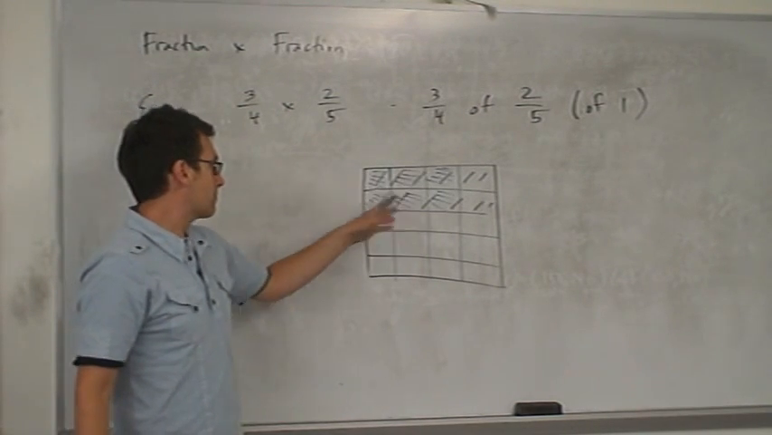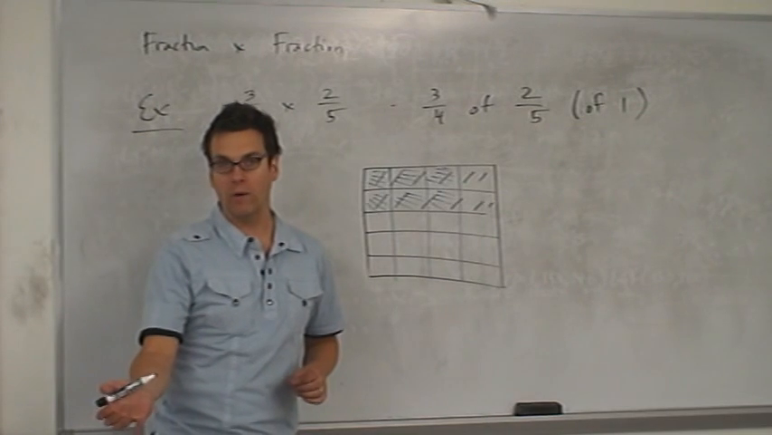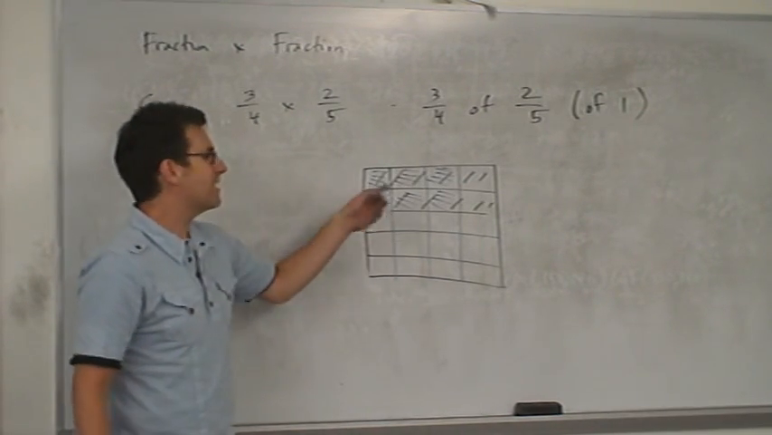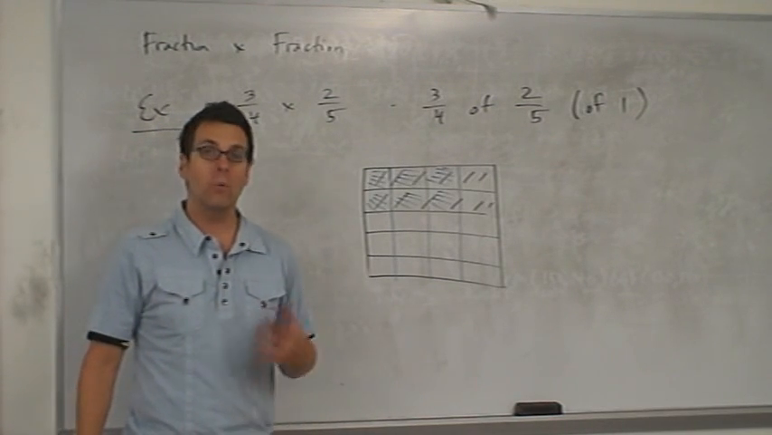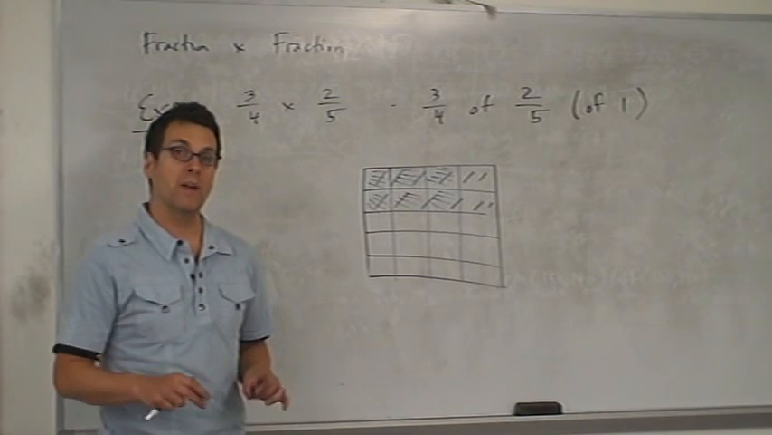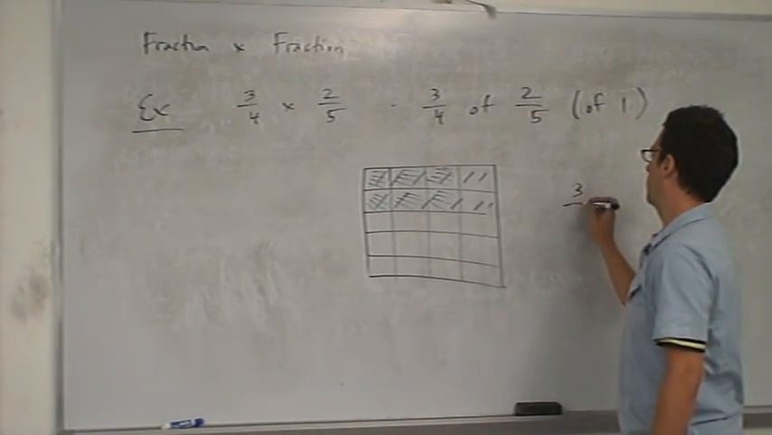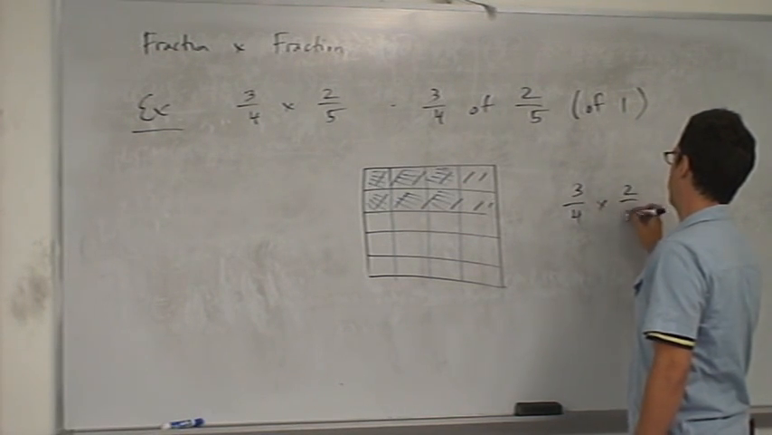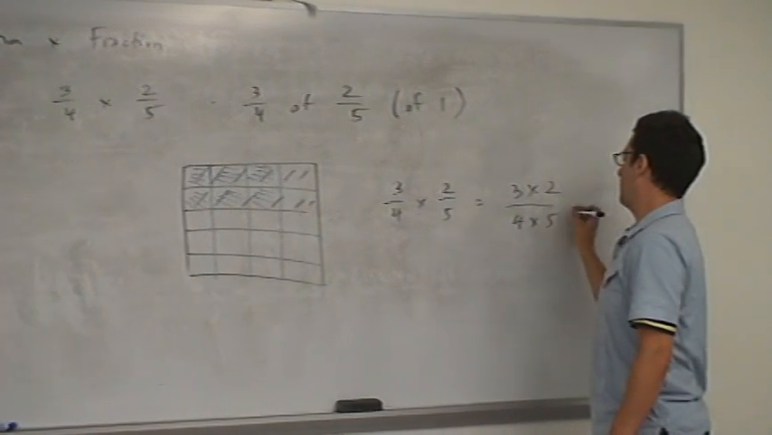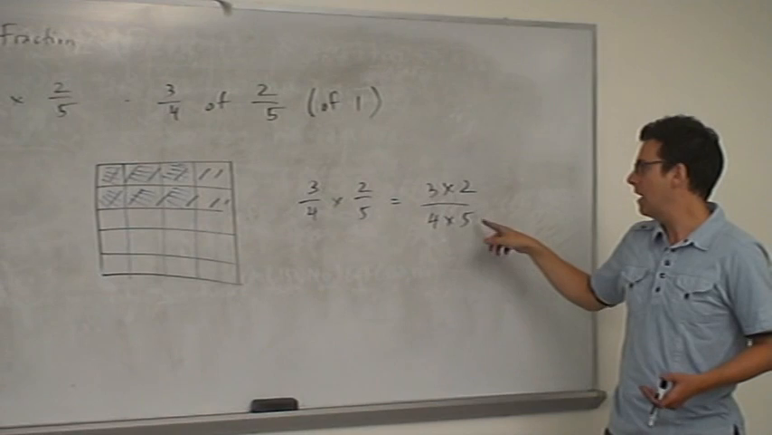There are 20 total pieces, so that means our denominator is 20, right? 20 fractional units make a whole unit, so our denominator is 20. 6 of them have been shaded twice, so we see that the answer is in fact 6/20. But really what we want to illustrate is the procedure. We want to show that 3/4 times 2/5, or 3/4 of 2/5, is equivalent to 3 times 2 divided by 4 times 5.